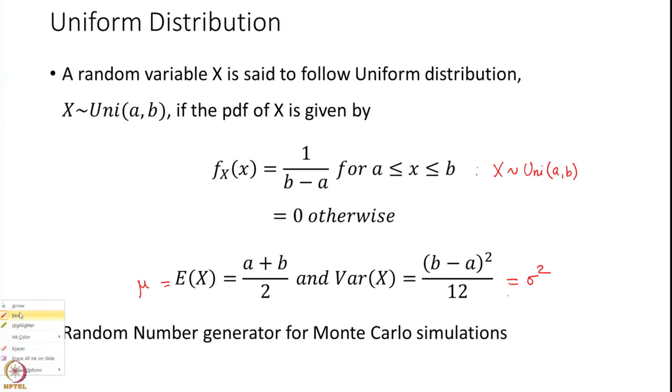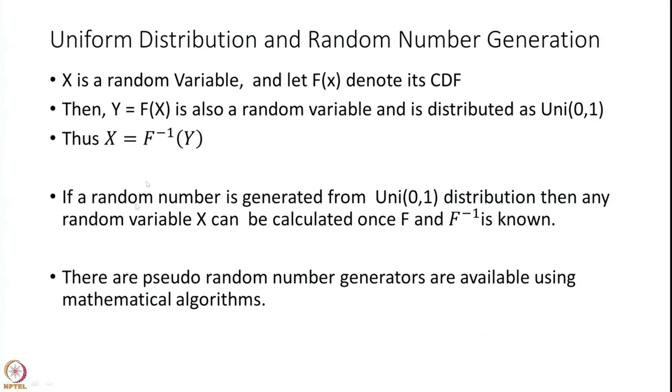So, consider the case that x is a random variable, and I am not saying it is a uniformly distributed random variable, by the way, x is any random variable, and F of x denotes its cumulative distribution function. If you want to recall, F of x is nothing but the probability that the random variable x takes on a value less than or equal to small x.